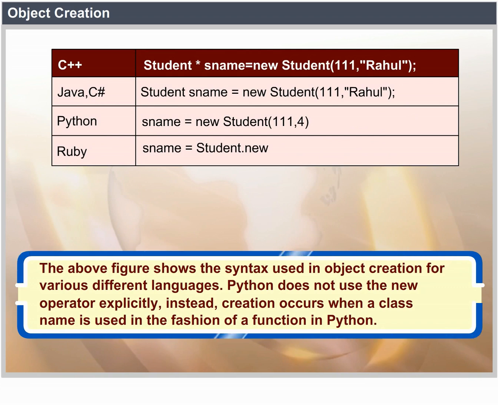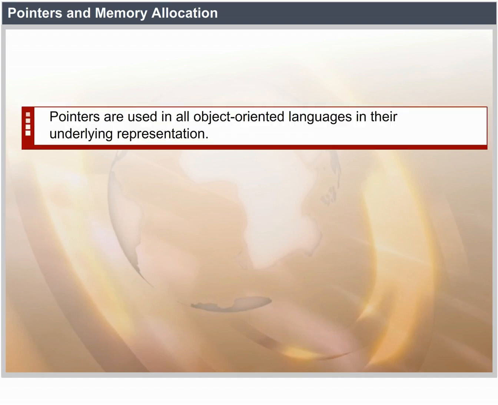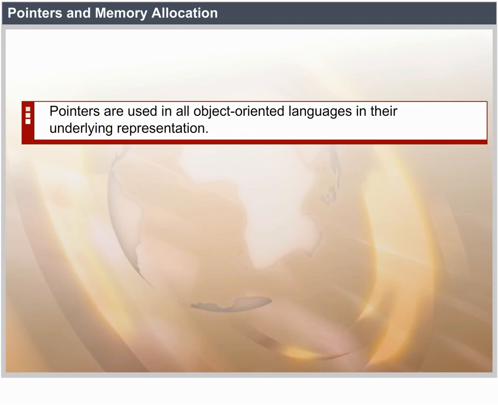Python does not use the new operator explicitly. Instead, creation occurs when a class name is used in the fashion of a function in Python. Pointers and memory allocation. Pointers are used in all object-oriented languages in their underlying representation.